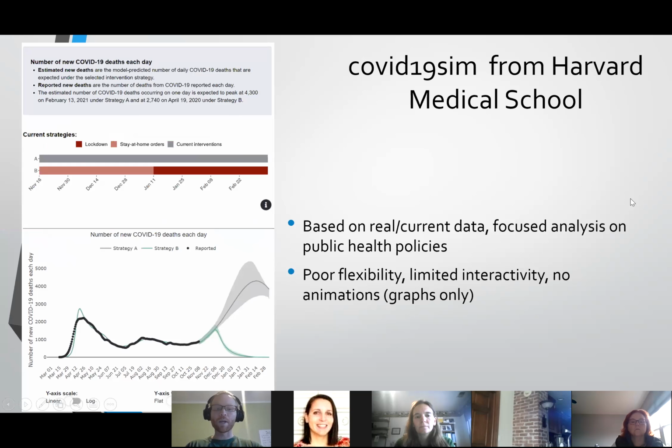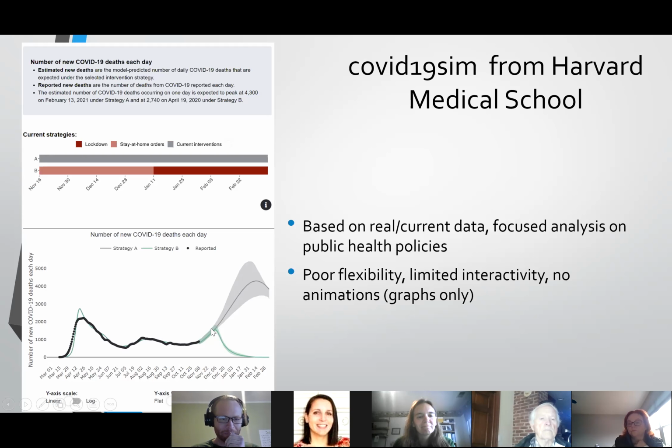The next one was way more complex, and it was the COVID-19 sim from Harvard Medical School. This is based on real current data. They take wherever we are at this point in time, and they ask you, what do you think would happen, or let's model what would happen if we have a lockdown or stay-at-home orders, and maybe we do that for 1 week or 8 weeks. You get to pick the time frame for these different interventions, and they show you what's going to happen.